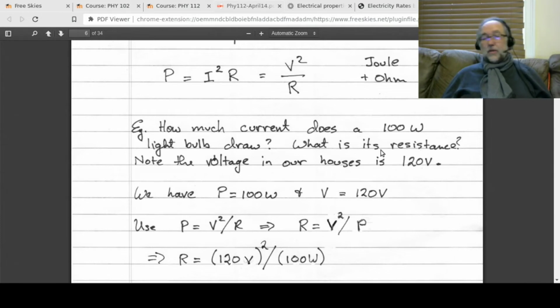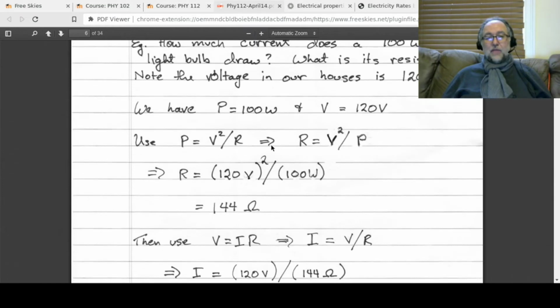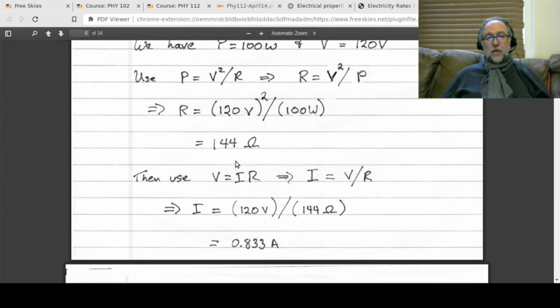Okay, and current, but we could do whichever one you want first. And so over here, you got the power is equal to V squared over R. So you can rearrange, you could say R is equal to V squared over P. And if you plug in there, you find that your light bulb has 144 ohms resistance.